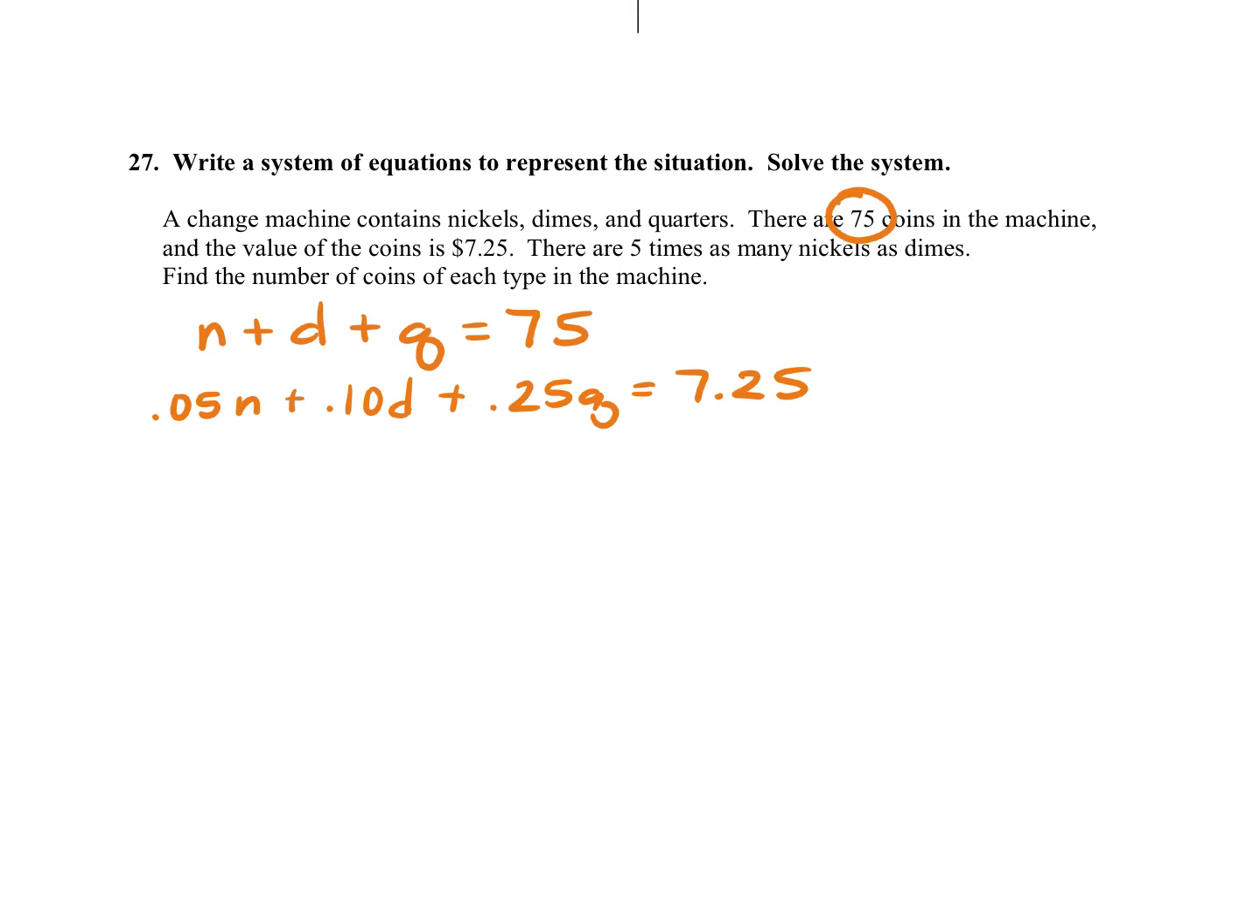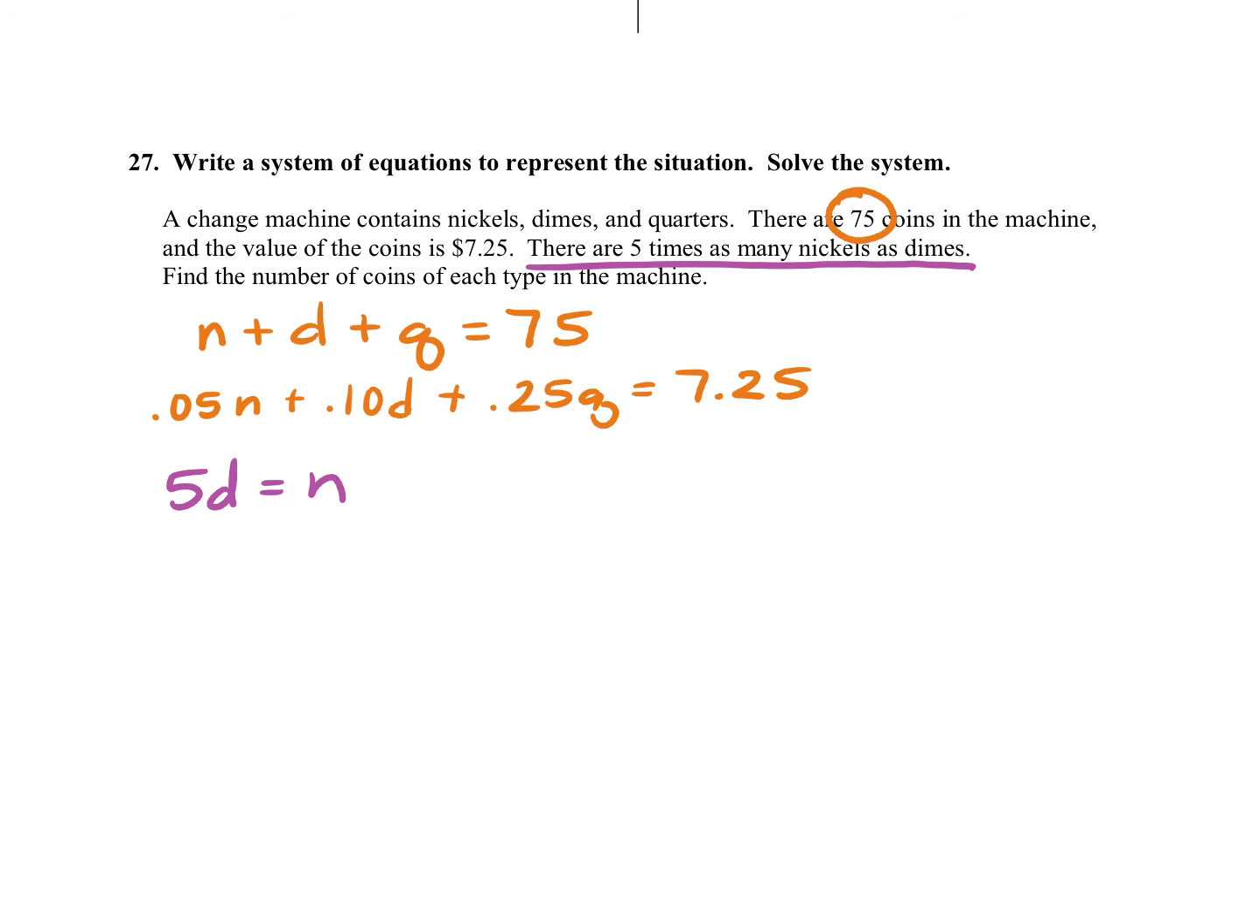Okay, and then the last one says there are 5 times as many nickels as dimes. So how do you write that? If there are 5 times as many nickels as there are dimes. Oh, so 5 times as many nickels. So 5 times D, right, will equal the number of nickels. So 5 times the number of dimes will equal the number of nickels.